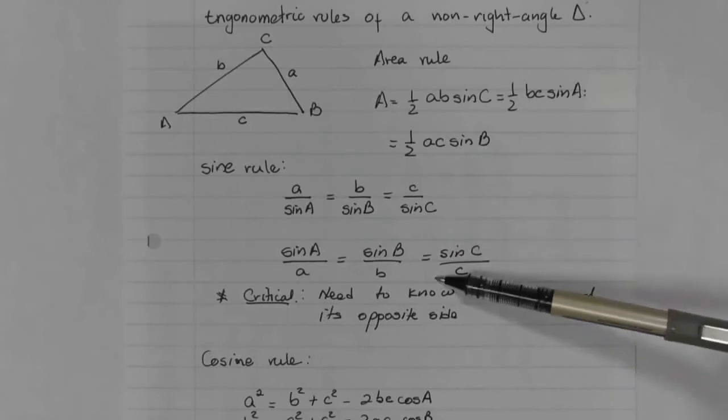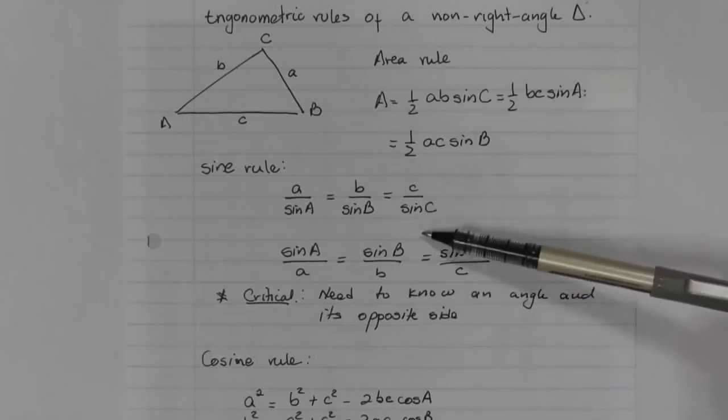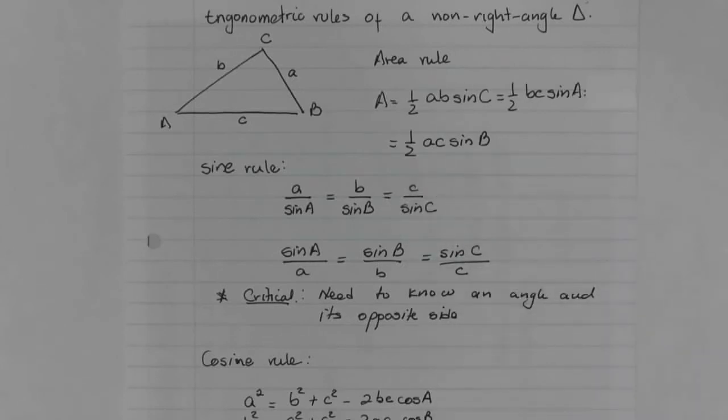There are two ways of writing this. As you can see, they are not really different. The only difference is the fractions are upside down. But because this is a ratio, remember that for as long as you keep the same order, you will always obtain the same ratio. What is critical for me to know here is that I need to know an angle and its opposite side plus another piece of information to be able to solve a triangle using the sine rule.